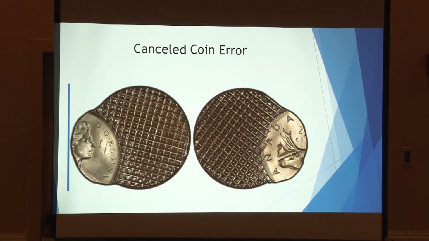Especially when you have something like this where an off-center coin went through the canceling machine. However, the part that was off-center was too thin to be canceled. So the part that got canceled was the blank part, and the struck part didn't get canceled.